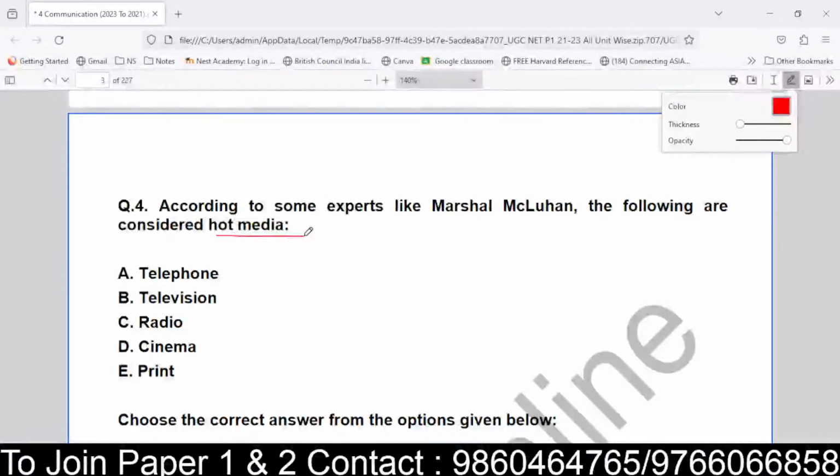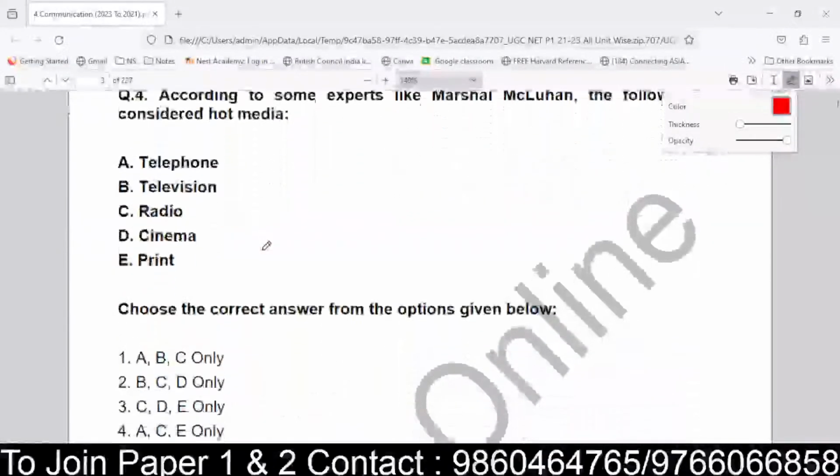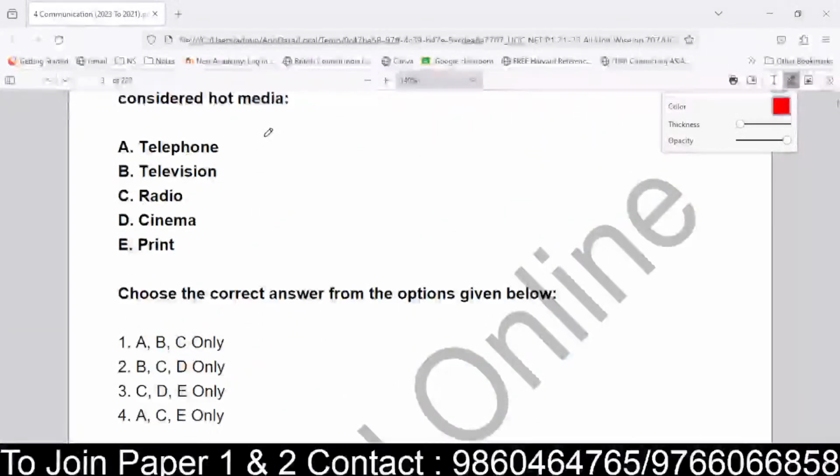First let's concentrate on this question. According to experts like Marshall McLuhan, what is considered as hot media? Telephone, television, radio, cinema, or print. These are the given options. You have to select which comes under hot media, whether it is telephone, television, radio, cinema, or print. So from the given options, what is considered as hot media?